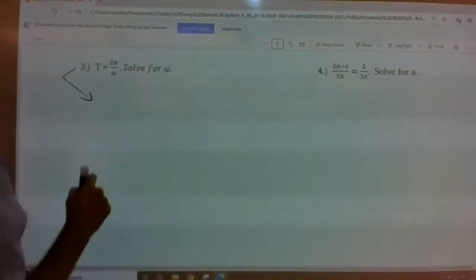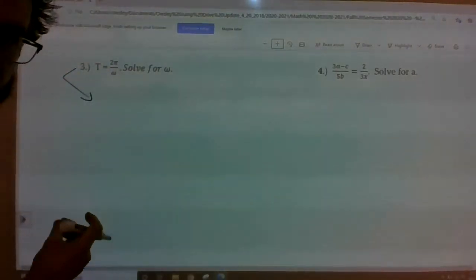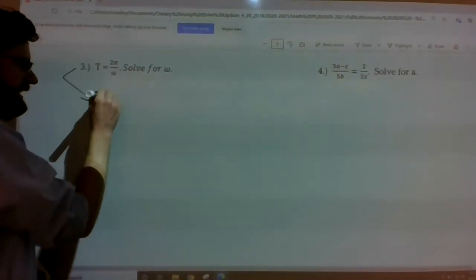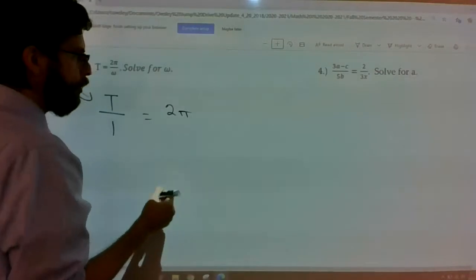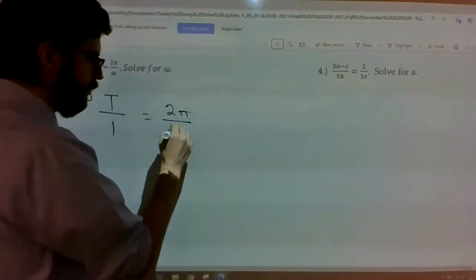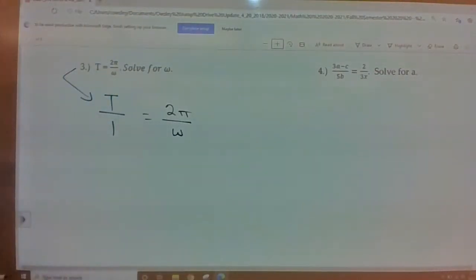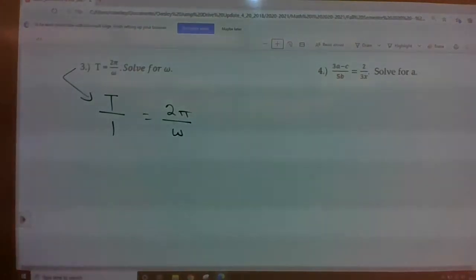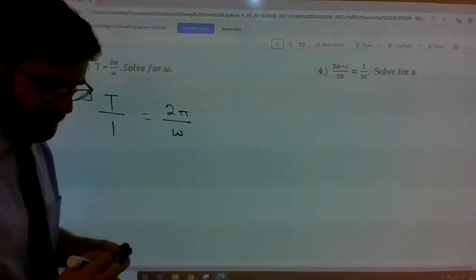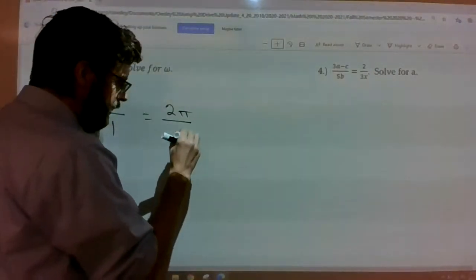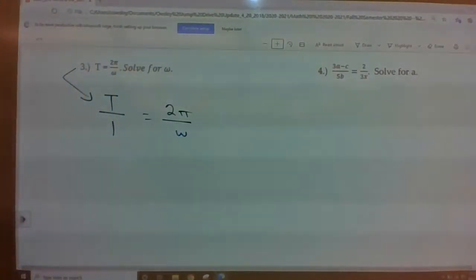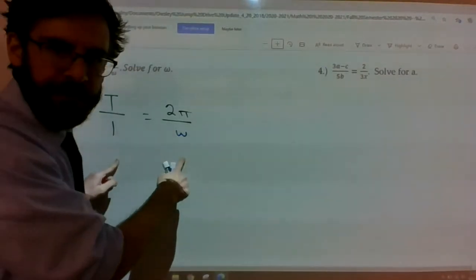So if I see a fraction on the right, I want to create a fraction on the left. So I'm going to say this is t over 1 equals 2 pi over W, or omega. So I'm trying to get the omega or W by itself. I'm just going to call it W from now on. I'm going to get W by itself, which means I need to get it out of this fraction.